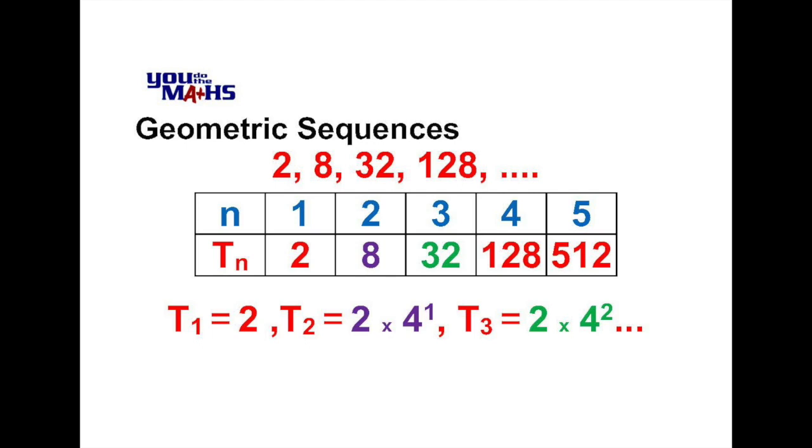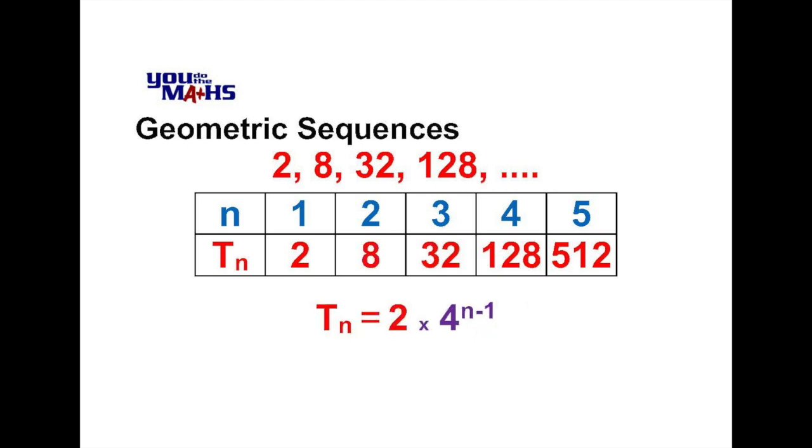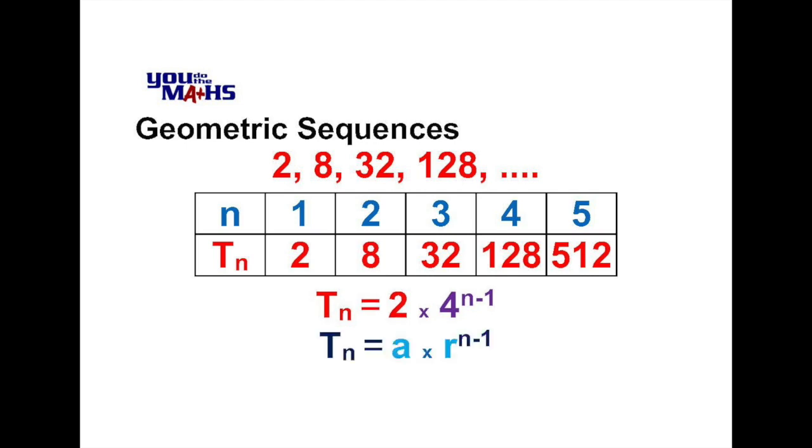We can put that into a rule. We can say that any term in the sequence, Tn, is equal to 2 multiplied by 4 to a power where the power is 1 less than the position in the sequence. Or using symbols for geometric sequences, we can say that any term in the sequence is equal to a, which is the first term, multiplied by r, which is the common ratio or the factor that we multiply by each time, to the power n minus 1.